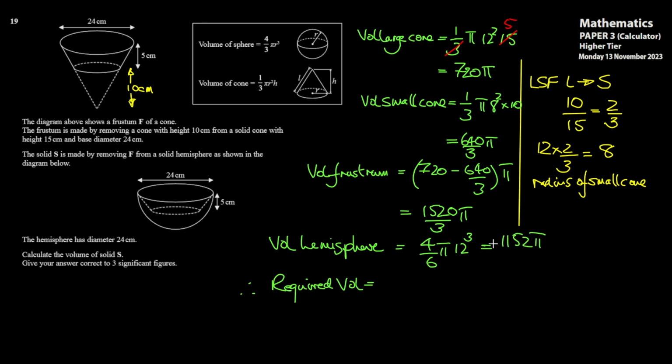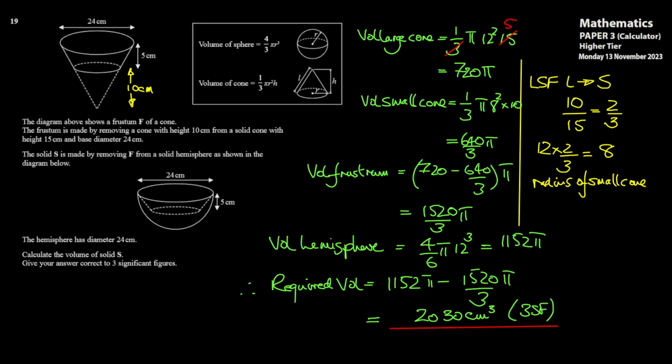So the required volume will be the volume of the hemisphere, 1152 pi, minus the volume of the frustum, which is 1520 pi by 3. If you put that into a calculator and reduce it to 3 significant figures, you get 2030 centimetres cubed, and that is to 3 significant figures. And that's the answer to question 19. That would earn you 4 marks.